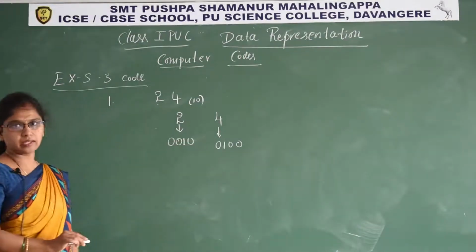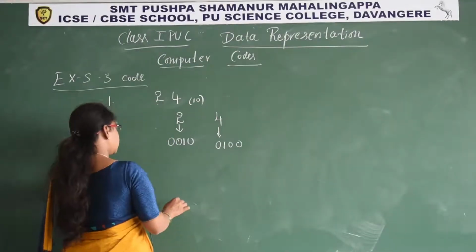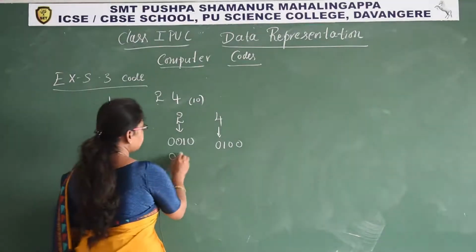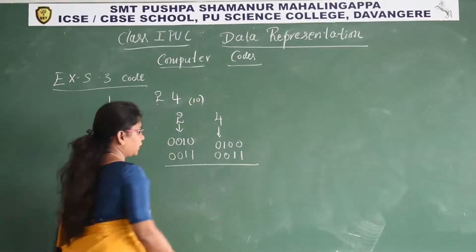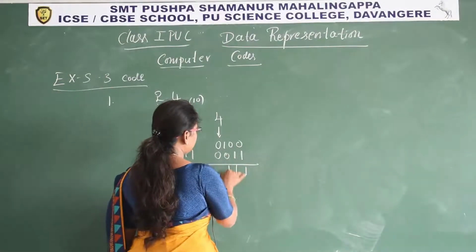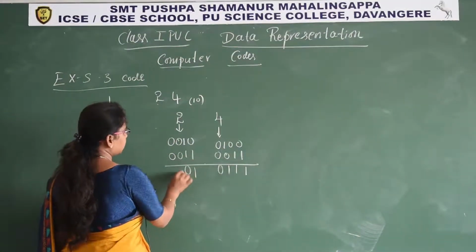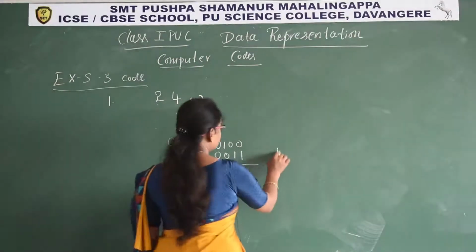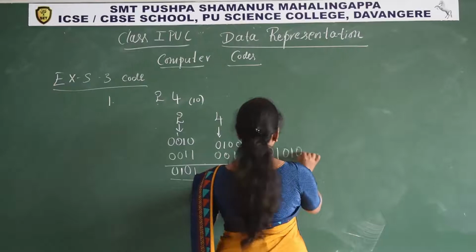Now we have to add 3 from the LSB to each digit. How to write 3 in binary? 0011, 0011. Now according to binary addition, 0 plus 1 is 1, 0 plus 1 is 1, 1 plus 0 is 1, 0 plus 0 is 0. Now 1 plus 1 is 0, carry 1, 1 plus 1, 1 plus 0 is 1, 0. So together the answer is 0101 0111.